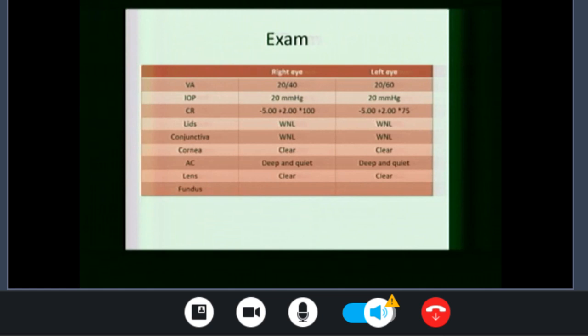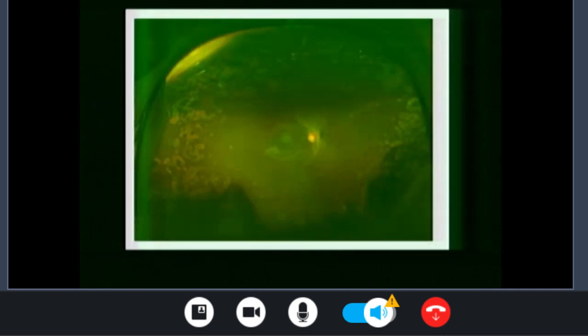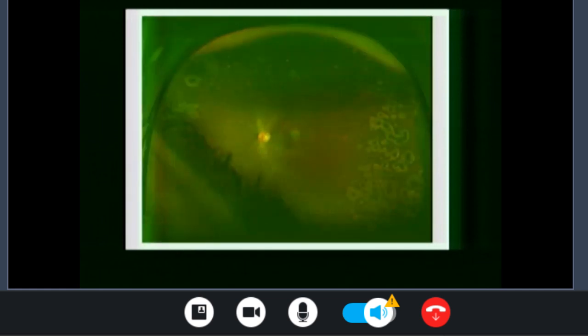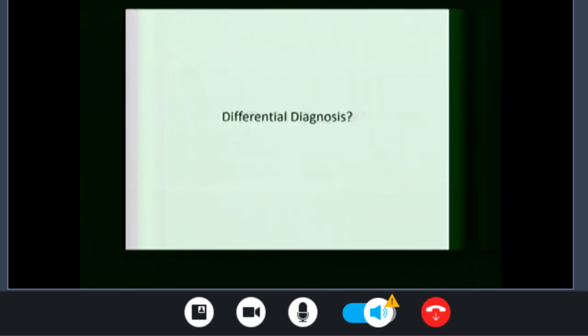On examination, the VA is 20/40 in the right eye and 20/60 in the left eye. IOP 20 mmHg OU, anterior segment examination is within normal, and the fundus shows, this is the right eye, clear vitreous with dull foveal reflex and peripheral chorioretinal atrophy. It's bilateral, both eyes. This is autofluorescence showing peripheral hypo-autofluorescence in both eyes. So what's the differential diagnosis?